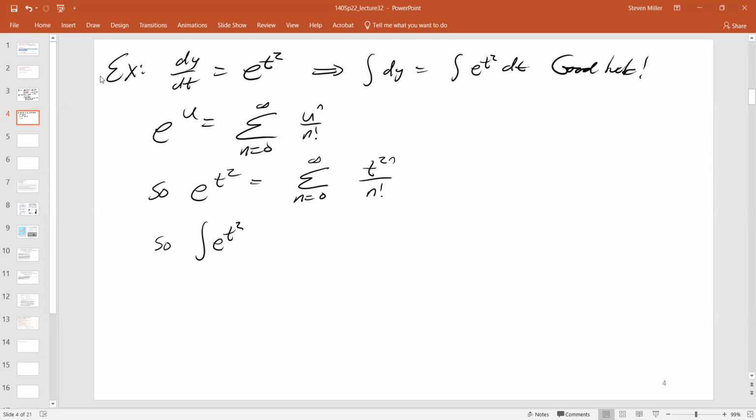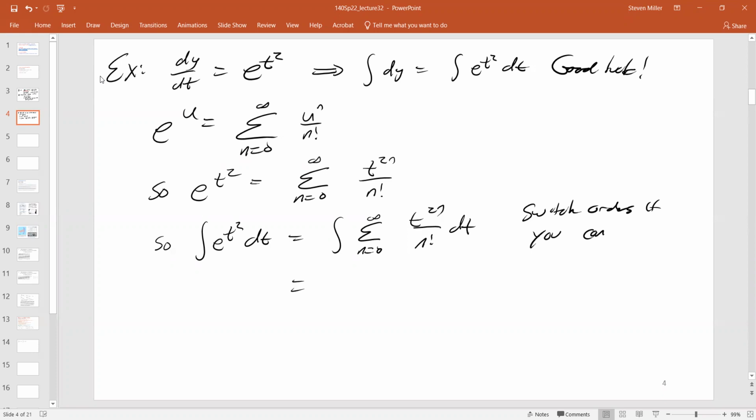So the integral of e to the t squared dt would be the integral of the sum, n goes from 0 to infinity, of t to the 2n over n factorial dt. What would you like to do to the integral of the sum? We have an integral of a sum. What would be wonderful to be able to do? Yeah, do the sum of the integrals. You want to switch the order. So you need to develop some advanced mathematics that allows you to say when you can switch orders. You can't always do that. So switch orders if you can. And then you would have the sum, n goes from 0 to infinity, of the integral of t to the 2n dt, and I'll put the 1 over n factorial over here.